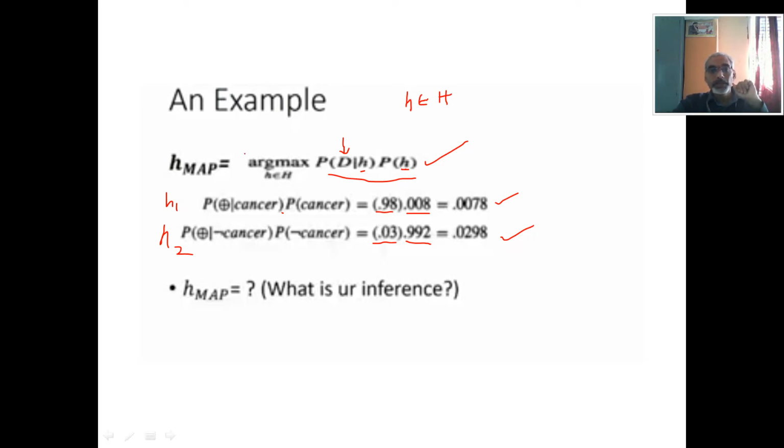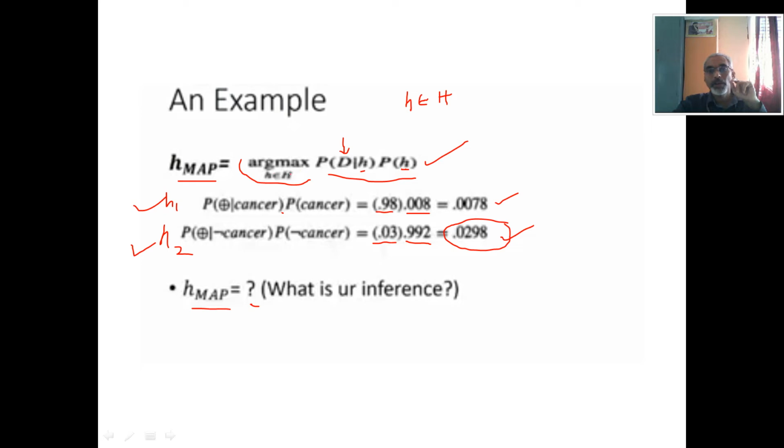Now you have to apply this argmax for both of these. You just apply which one is maximum out of these, because you want to calculate H_MAP. So H_MAP is equal to how much? What are you going to infer? Whether you are going to conclude that the patient is having cancer or whether the patient is not having cancer. When you look here, which is the maximum out of these two numbers in front of you, 0.0078 and 0.0298? H2 is maximum.